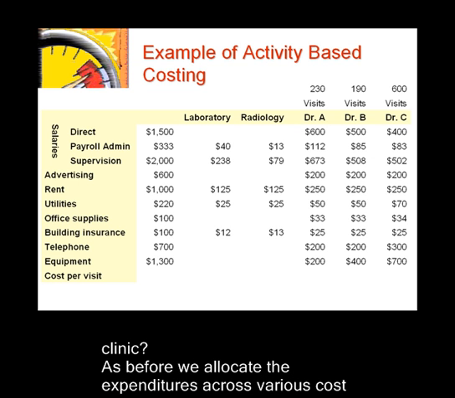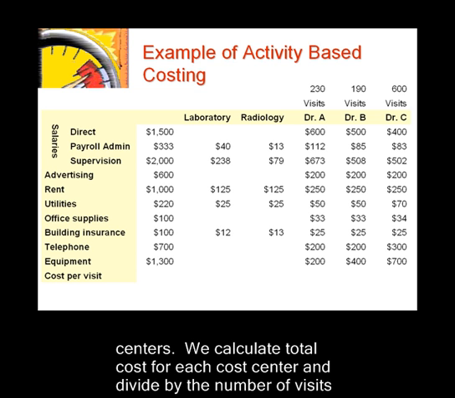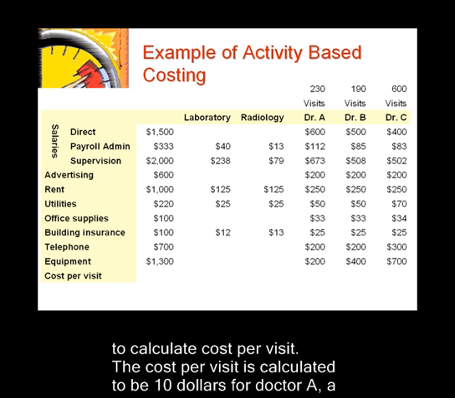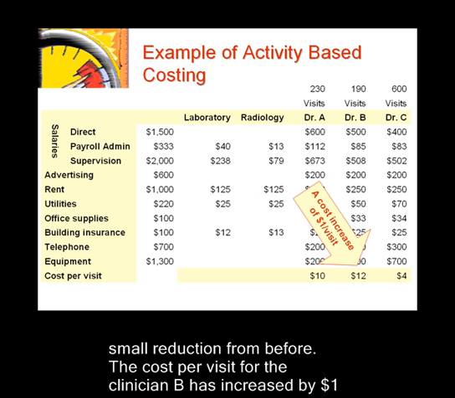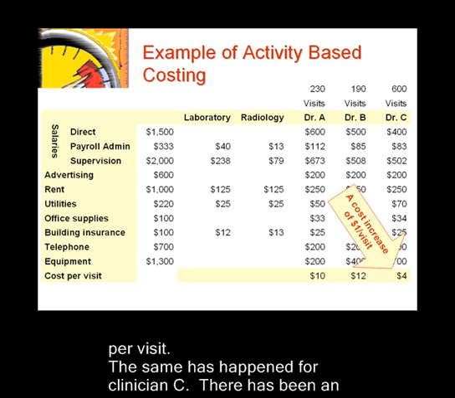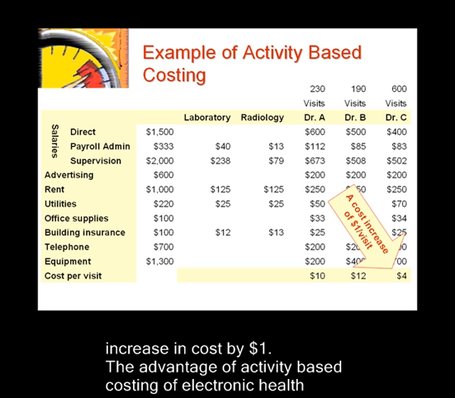As before, we allocate the expenditures across various cost centers. We calculate total costs for each cost center and divide by the number of visits to calculate cost per visit. The cost per visit is calculated to be $10 for Dr. A, a small reduction from before. The cost per visit from the clinician B has increased by $1 per visit. The same has happened for clinician C. There's been an increase in cost by $1.